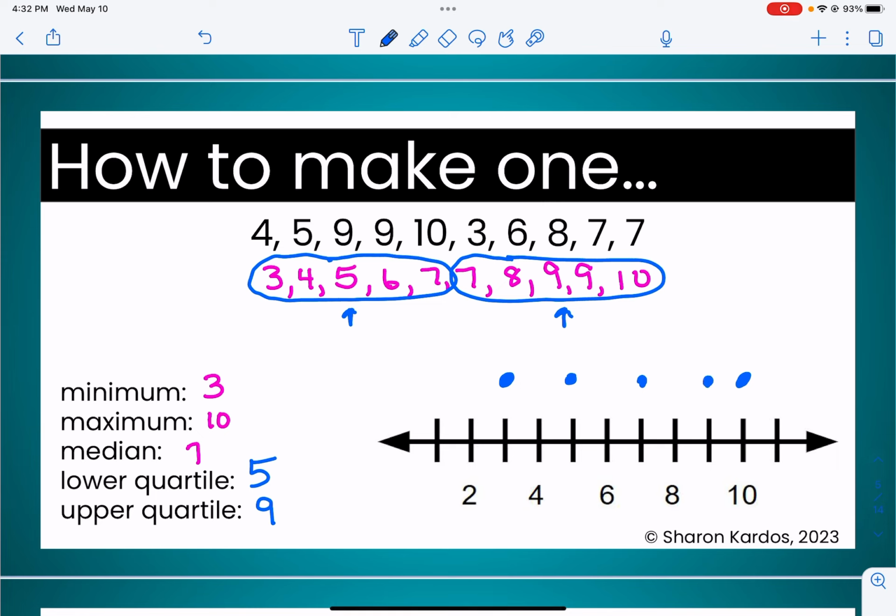Now, whenever I draw mine, I always like to start with the whiskers, and then I draw the box around the median. And then we just put our line right through the middle for the median. So that's all you have to do for a box and whisker plot. You have your minimum, maximum, median, lower quartile, and your upper quartile.